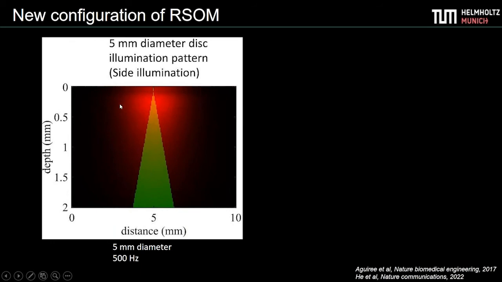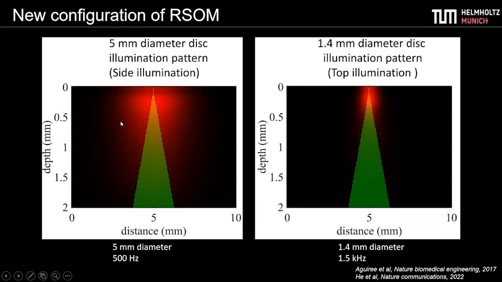So that means a lot of the light is wasted, because the signal from here is not recorded by our detector. So we came to a new configuration, this coaxial illumination. We reduce the illumination area so that it just barely covers the sensitivity field of the detector. In this case, we significantly reduce the illumination area on the skin, and then we can increase the repetition rate. For example, we're using a 1.4 millimeter diameter illumination spot, and then we can increase the repetition rate of the laser source up to 1.5 kilohertz. So we can increase the scanning speed at least 3 times.